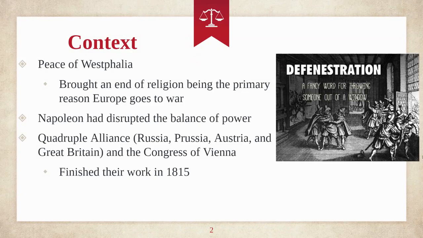Now, thinking about the last lesson, we know that Napoleon is being exiled in various places, and Europe has to basically clean up the mess that is left, which is how we're going to get into the Congress of Vienna, which is their attempt to clean it up, because Napoleon had disrupted the balance of power. And we're going to get this group called the Quadruple Alliance, which is Russia, Prussia, Austria, and Great Britain. And 1 year before Napoleon's defeated at Waterloo.